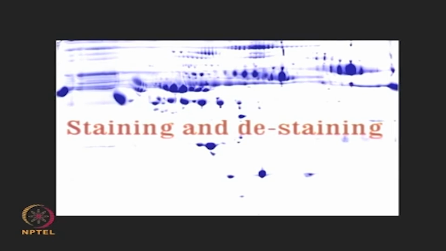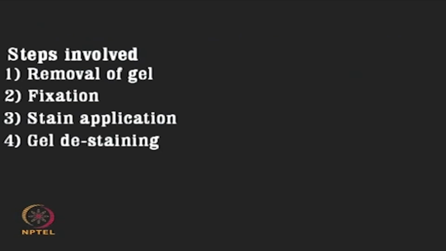Gel staining and destaining. This process involves removal of the gel from the electrophoresis assembly, followed by treatment with a fixing solution, staining solution, and finally the destaining solution.